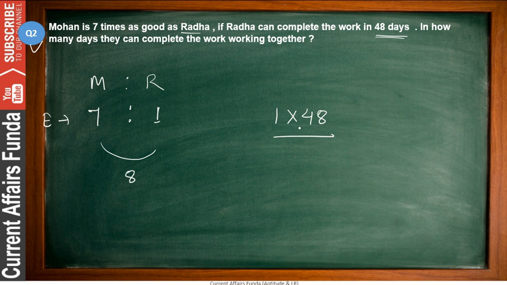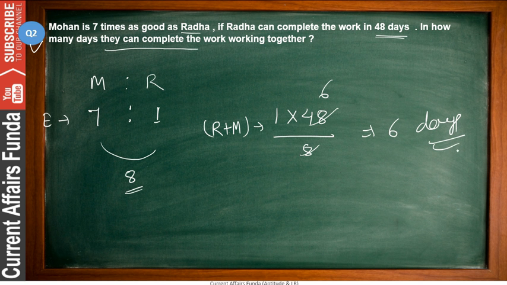Okay, and friends, in how many days can they complete the work? The question is asking in how many days Mohan and Radha can complete the work together. So the efficiency of Radha and Mohan is 7 plus 1, that is 8. So divide by 8, Radha plus Mohan. They will take 6 days combined to complete the work.